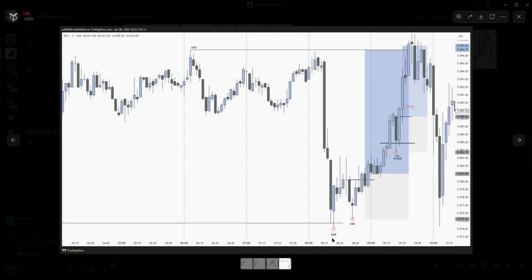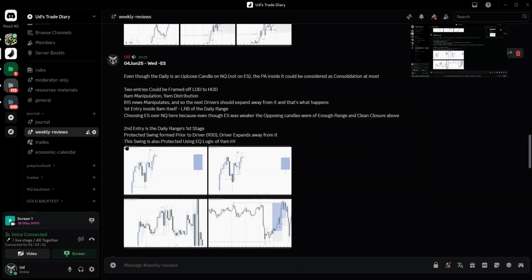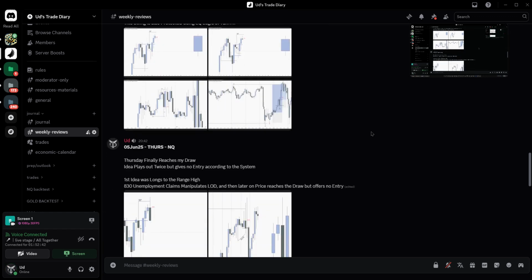Okay, let me show you the MMX. This is a smart money reversal for the daily range, low risk buy. This is the first stage, there is no second stage, but okay. Anyways, a protected swing formed prior to the driver expands away from it, correct? And that swing is also protected using the EQ logic of the 9 a.m. hourly candle.